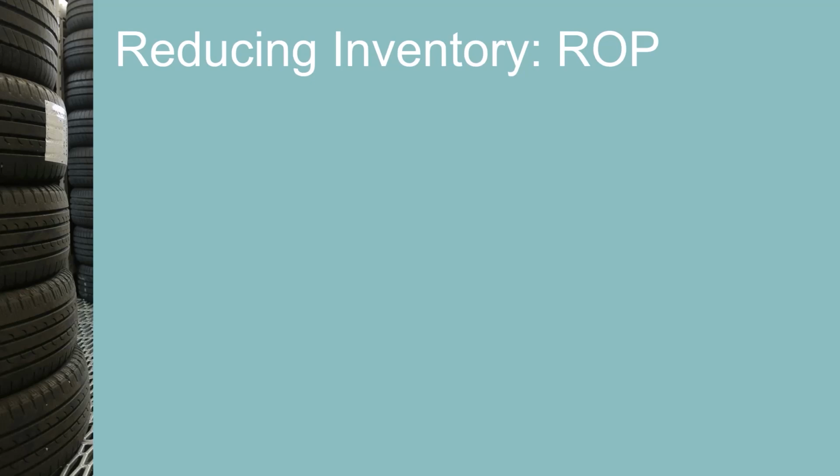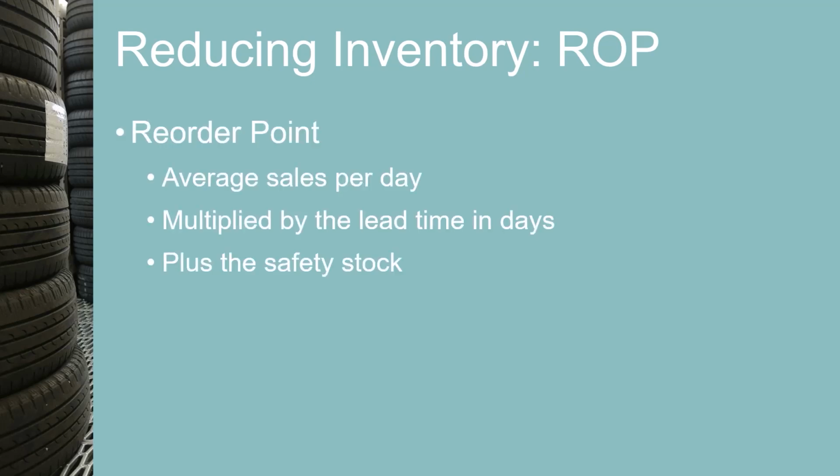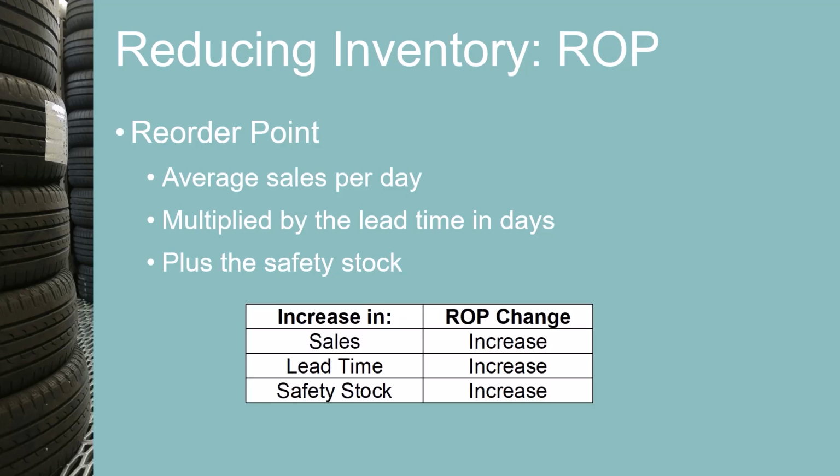Now, let's look at the reorder point formula. As a reminder, it's calculated as the average sales per day times lead time in days plus safety stock. Here's a table that shows the impact on the reorder point when the formula inputs are increased. An increase in sales, lead time, or safety stock increases the reorder point. An increase in the reorder point increases inventory balances.